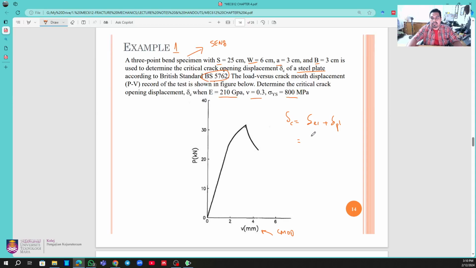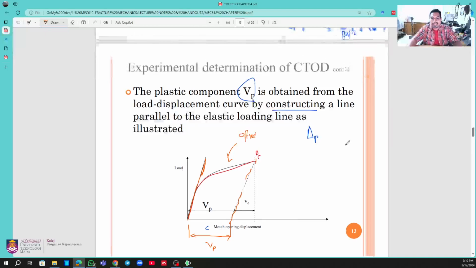So what you need to do for the elastic: K1 to the power of 2, divided by 2 sigma Y times E, if I'm not mistaken, just check it back. And you have to multiply by 1 minus Poisson's ratio to the power of 2. So be careful with this one. And you have to add delta plastic, which is a little bit complicated. I have to fill this one.